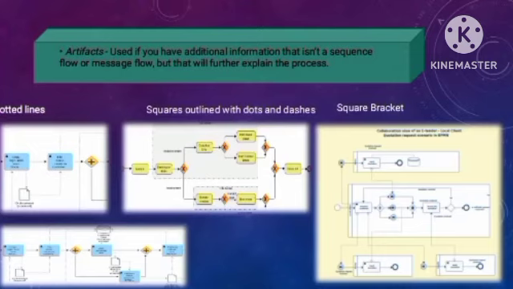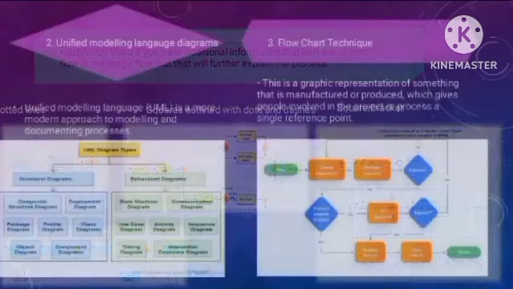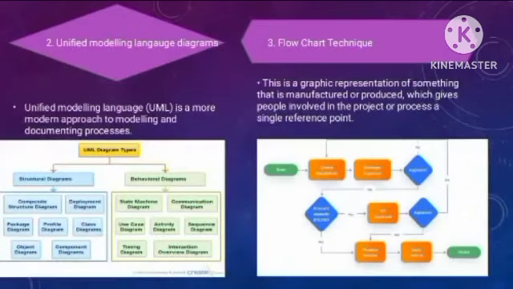And the next one, we have the squares outlined with dots and dashes. These group related elements in the diagram. Then we have the square bracket. The text annotations are added here.